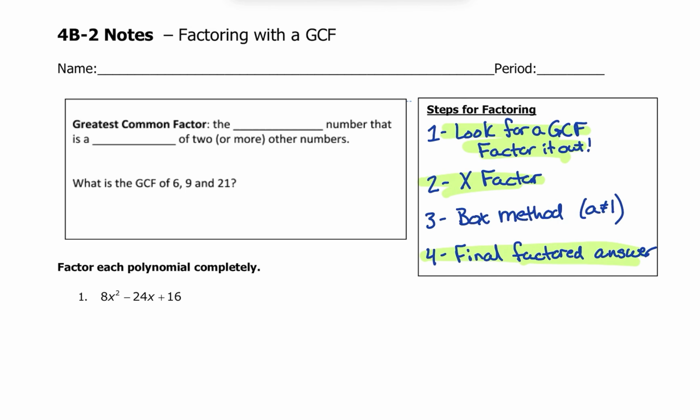So a greatest common factor is the largest number that is a factor of 2 or more other numbers. So it's important to find the largest number because then when we're factoring, there's nothing else that we can take out. So if we look at the GCF of 6, 9, and 21, hopefully you guys already recognize.